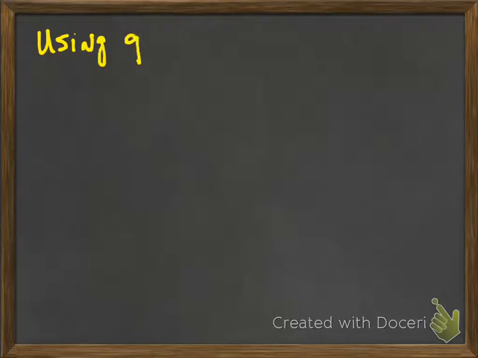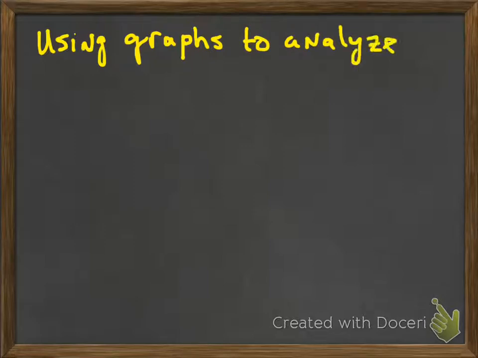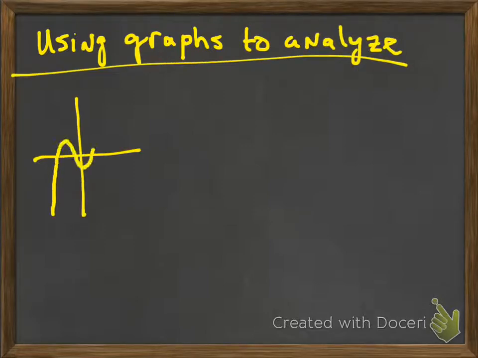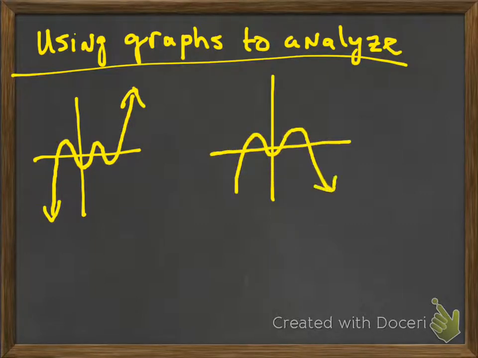Okay, so now using graphs to analyze. Okay, and here's just some examples. Can you tell me what type of degree you have here based on the look, and is the leading coefficient positive or negative?